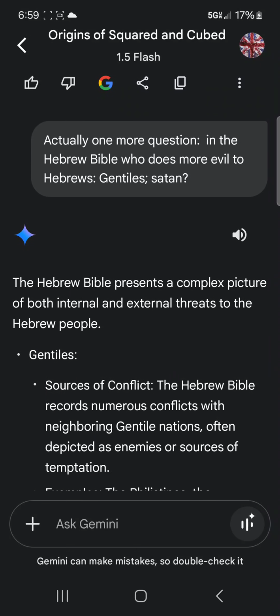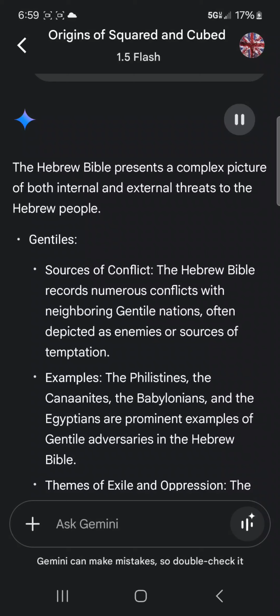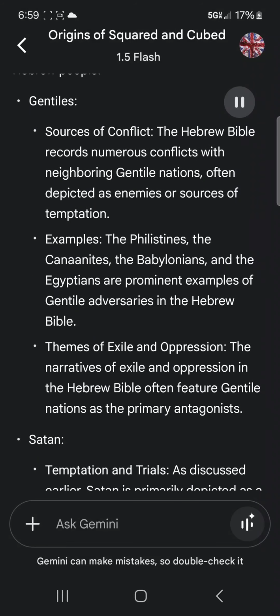Actually, one more question. In the Hebrew Bible, who does more evil to Hebrews? Gentiles? Satan? The Hebrew Bible presents a complex picture of both internal and external threats to the Hebrew people. Gentiles, sources of conflict. The Hebrew Bible records numerous conflicts with neighboring Gentile nations, often depicted as enemies or sources of temptation. Examples: the Philistines, the Canaanites, the Babylonians, and the Egyptians are prominent examples of Gentile adversaries in the Hebrew Bible. Themes of exile and oppression.